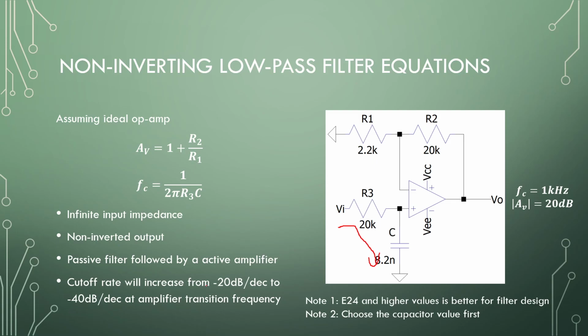And one thing to note, at the transition frequency of the op amp, our cutoff rate will increase to minus 40 decibels per decade from minus 20 decibels per decade. Okay, so we will have a higher cutoff rate after a time. So whenever you see this in a simulation, it is due to the op amp's cutoff frequency.